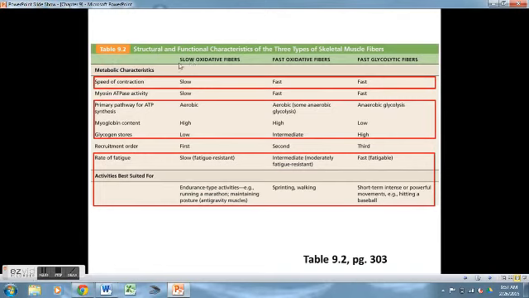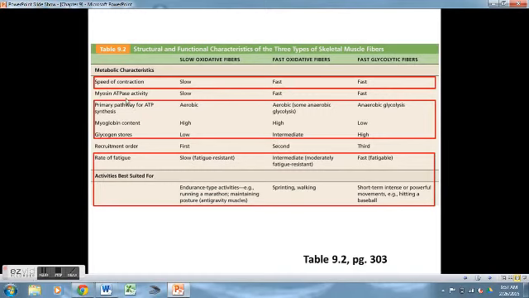There's a great table in your book, table 9.2. One thing I do want you to notice, there's slow oxidative, fast oxidative, and fast glycolytic. There is no such thing as a slow glycolytic fiber. So if you see that as an answer choice on an exam, you can automatically eliminate it because there is no such thing. Now, notice here, obviously slow versus fast.